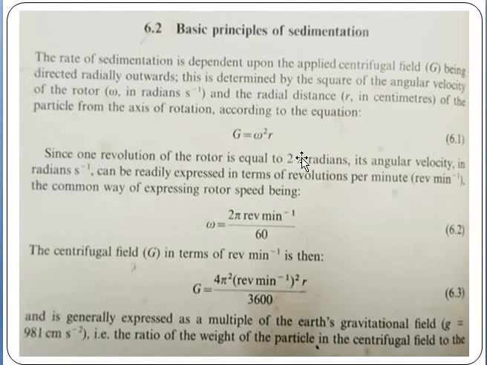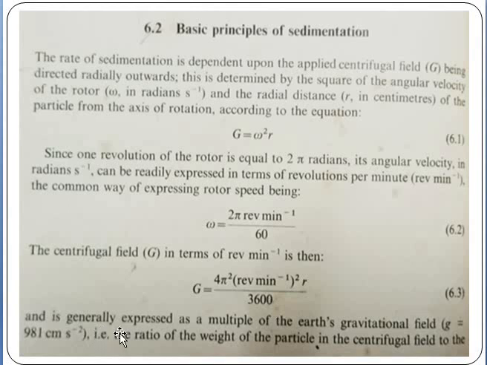Now the formula for finding this: omega is equal to 2 pi revolutions per minute. Radians are always represented per second, so when we convert that into revolutions per minute, we divide by 60. From this, centrifugal force G is equal to 4 pi square, revolutions per minute whole square, into R, divided by 3600. That is 60 into 60.